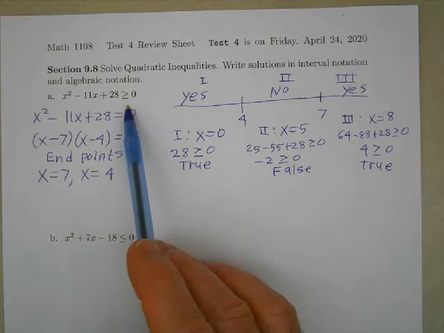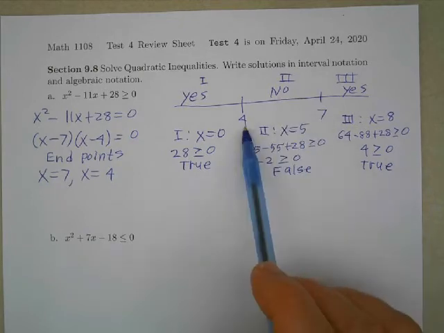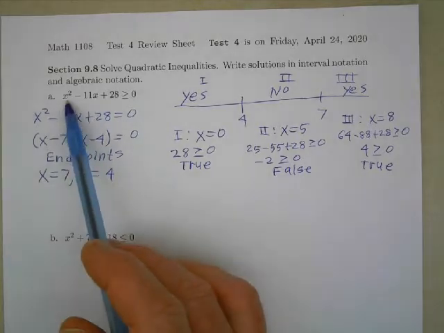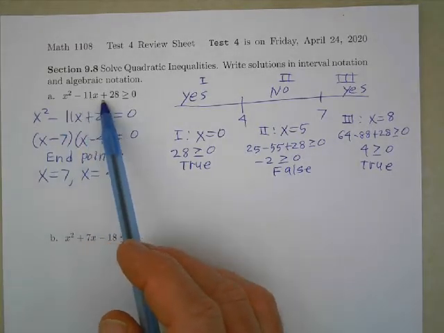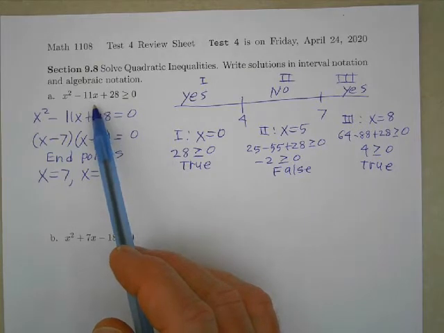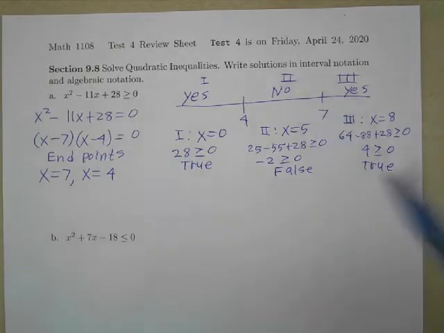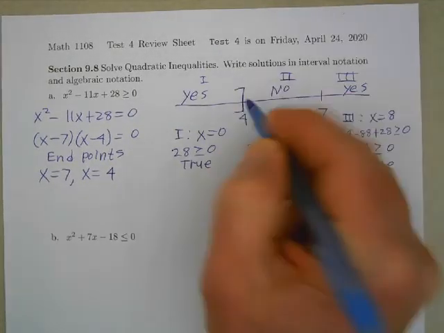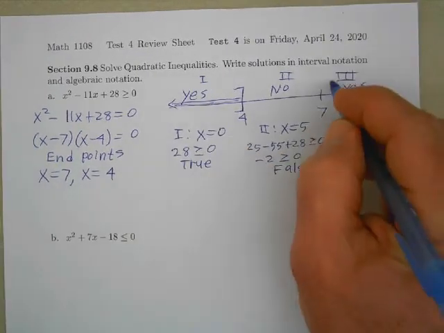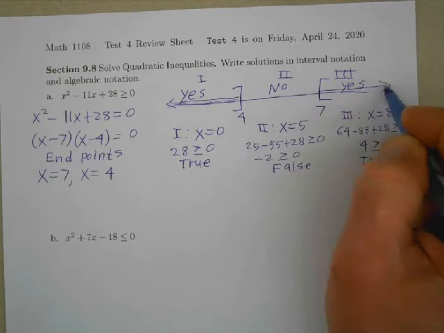Since the inequality is greater than or equal, we do include the endpoints because each of the two endpoints is what makes x squared minus 11x plus 28 equal to 0. And 0 greater than or equal to 0 is true. It's the or equal to 0 that makes it true. So graphically, we put a bracket at each of the endpoints, and then shade in the rest of the solution, a bracket at 7 and shade to the right.